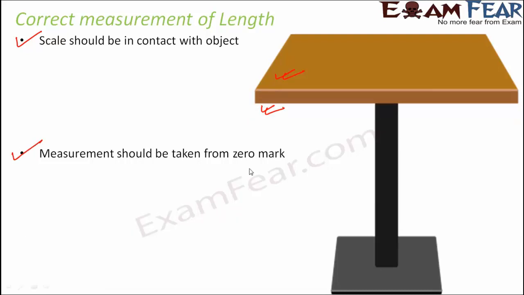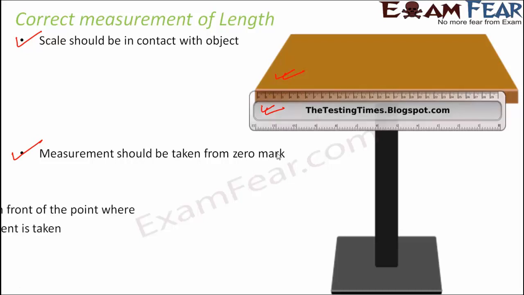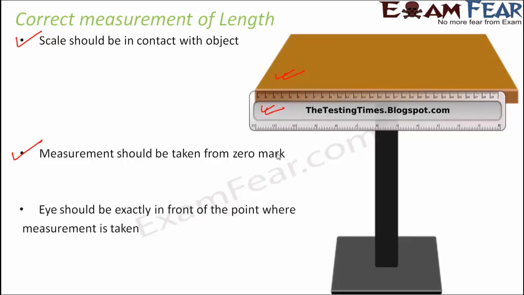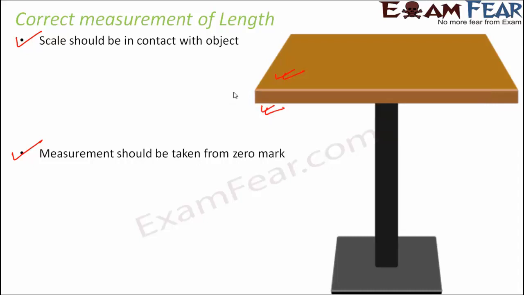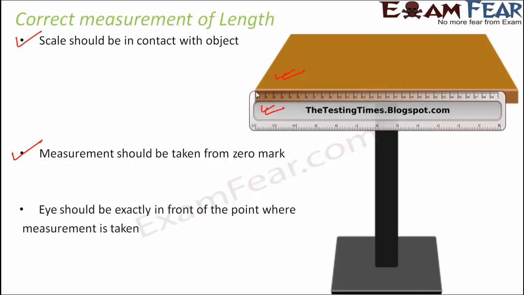The next important thing is that measurement should be taken from the 0 mark. When you observe a scale very precisely, you will see that there are markings on the scale like 0, 1, 2, 3, 4 and so on. It is very important that you start taking the measurement from the 0 mark. As you can see here, the scale has been placed in such a way that the length actually starts from 2. If you measure it this way, you will end up taking a wrong measurement. It is always important that you start measuring from 0. Instead of this, the scale should be placed like this so that the 0 starts from here. So correct placement of the 0 mark is very important.